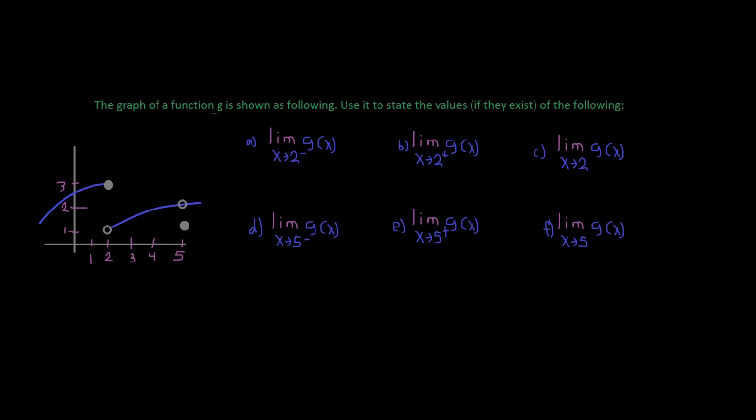Alright, the graph of the function g is shown as follows. Use it to state the values, if they exist, of the following. So we've got all these limits here. The limit of g of x as x approaches 2 from the left hand side. So let's see what's happening on the left hand side. We're going that way, right? It looks like it approaches 3. So that's our answer.